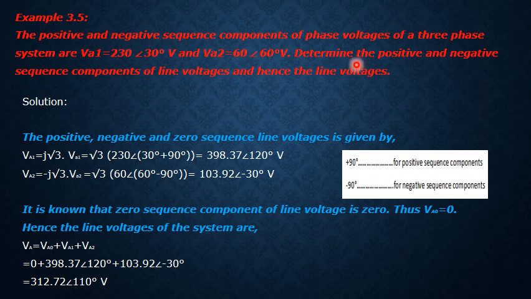What he asked to determine is the positive and negative sequence components of line voltages, and hence the line voltages. So we need to determine the respective line voltages in terms of phase voltages. As we know, the relation we have is that line voltage is equal to root 3 times the phase voltage. It is commonly known for the star connected system, right? For a star connected system, line voltage is equal to root 3 times the phase voltage.